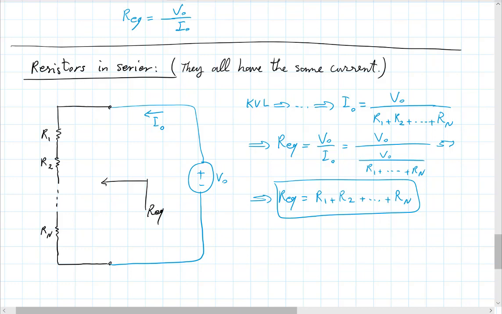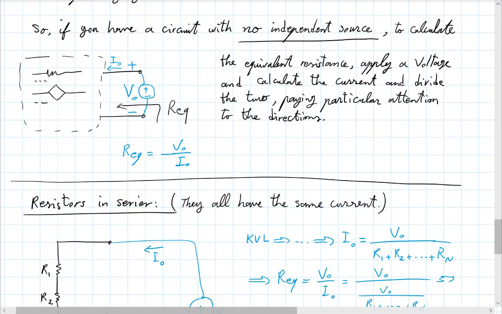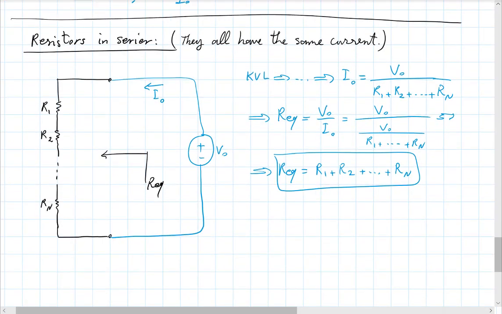Now recall that this concept is of limited applicability, because if your circuit wasn't only resistors but also had some dependent sources, then you would actually need to put a voltage source there, calculate the current, divide the two, right? But if you only have resistors in series with nothing branching off, so that they all share the same current by KCL, then this is, you might say, something that you don't even have to memorize, right? It's something that hopefully you will be comfortable using. So this is the proof.